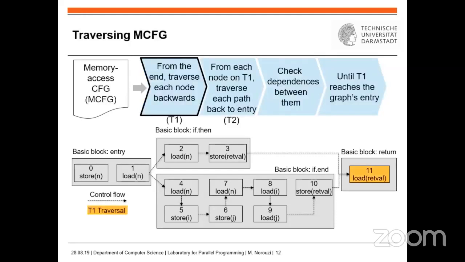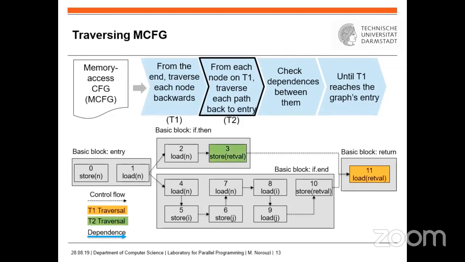The traversal works as follows. First, we find the exit node of the function, which in our case is the load of the returned value. This will be the starting point for our first traversal, T1. From here, we traverse the graph backwards in a second nested traversal, T2. Each path from our T1 node to the entry of the graph will be traversed in T2. If we start with the top path, the first node on this traversal will be node 3.